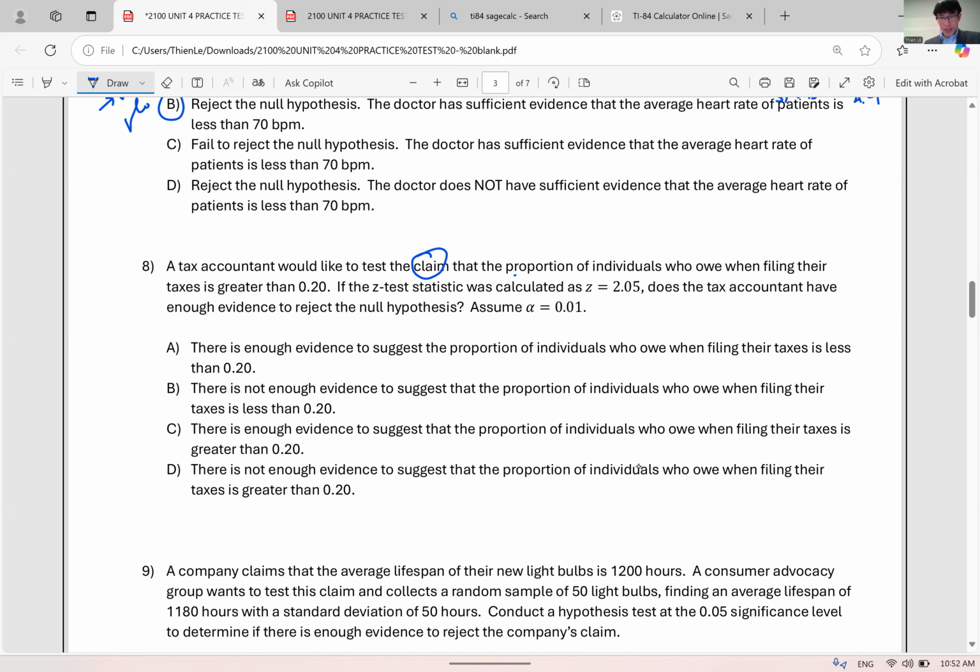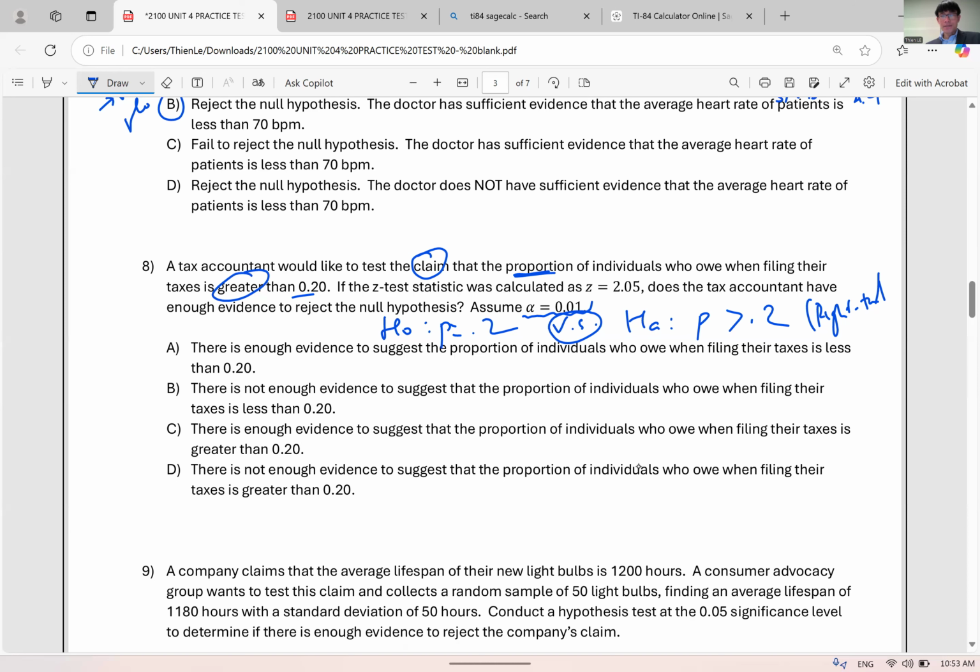What's the claim here? The proportion of individuals who owe when filing tax is greater than 0.2. So we're testing HA: p greater than 0.2, where p is the proportion of individuals who owe when filing the tax, versus H naught: p equals 0.2. So this is a right tail test, and we use a one-proportion z test here. The test statistic is 2.05, and we assume alpha is 0.01.